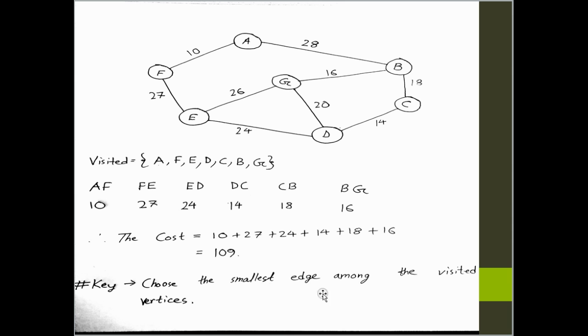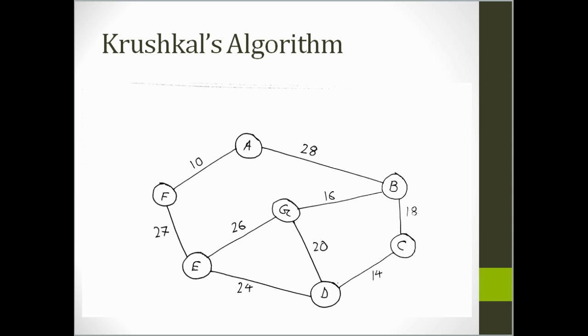So the key is to choose the smallest edge and maintain a tree as we go through the vertices. So it's very easy, and don't forget to maintain the set of the visited vertices. Once you reach the number of vertices, you have to stop the algorithm right there. So it's pretty easy, huh? Now we're going to go to another one which is even easier, but that requires a prerequisite, and the prerequisite is that you have to sort it.